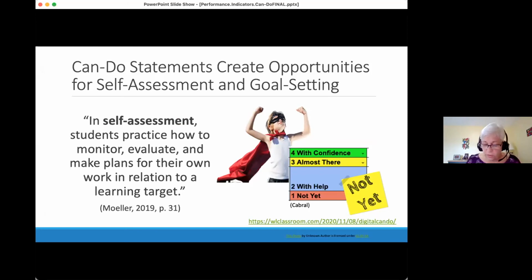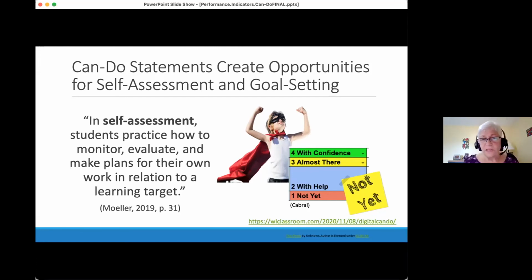And so this continuum of performance also embeds realistic goals. So if a student is not there yet, they know that the next step is to be able to do something with help. It's not to be able to do it with confidence. And if they can do it with help, the next step is to be able to do it better, moving towards that confidence, and then, of course, to be able to do it with confidence.